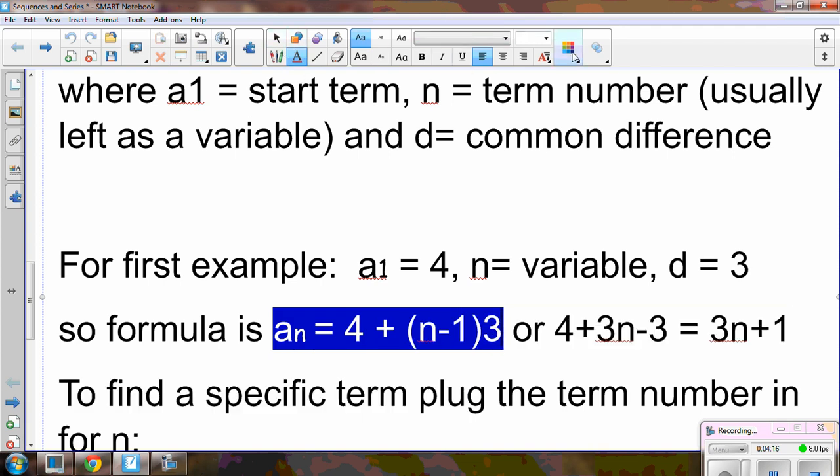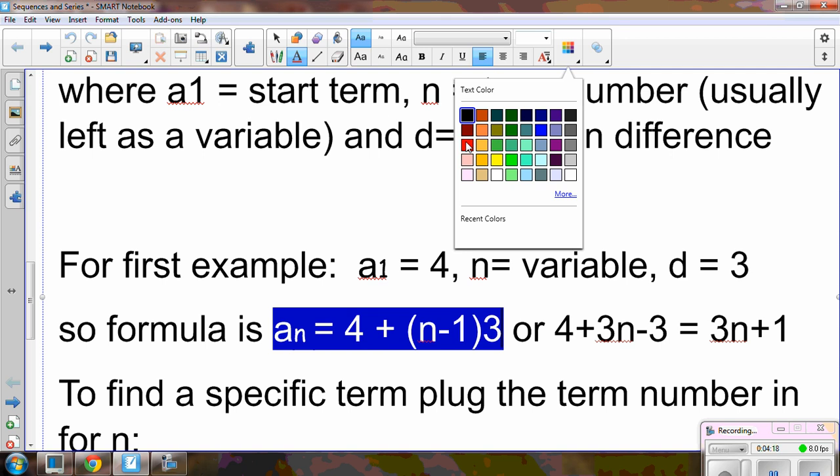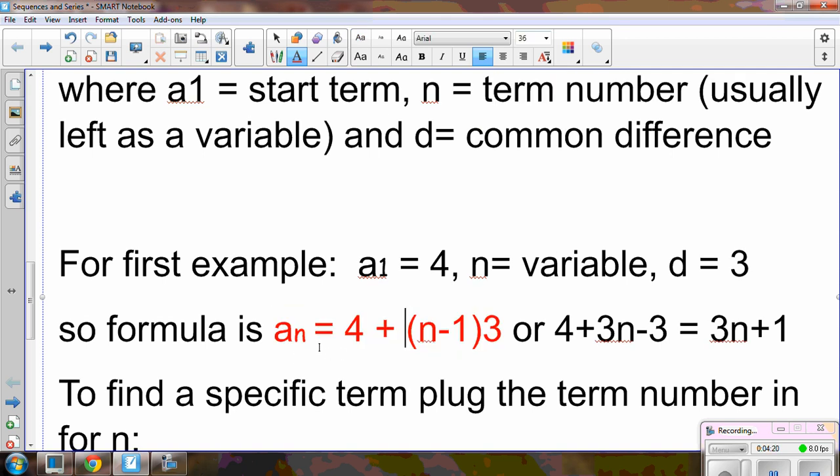If I plug it in here, I'm just going to change the color so it stands out. You see that 4 is our first term. Add in, which is part of our routine, n minus 1 times our common difference, which is d. And you can simplify this to 3n plus 1 if you wanted to, or you can leave it in this format.